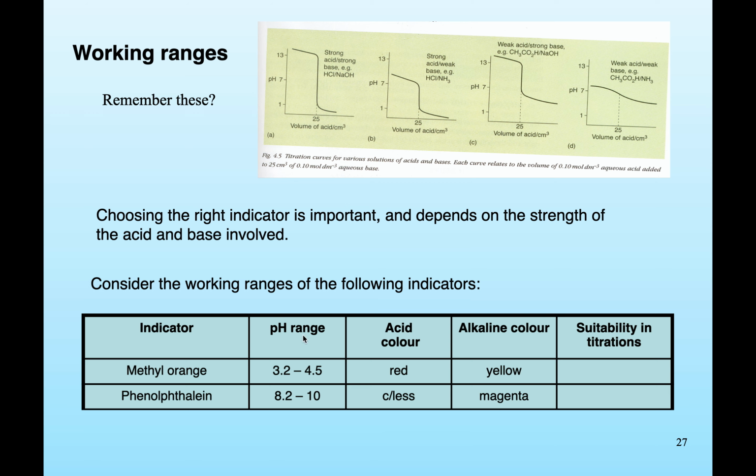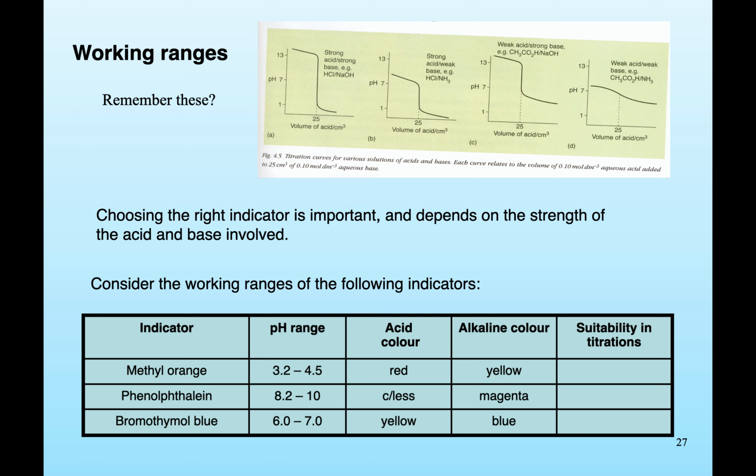Phenolphthalein, pH working range is between 8.2 and 10. Again, it has to coincide with the vertical part of the graph. It goes from colorless in acid to magenta, pink in alkali.